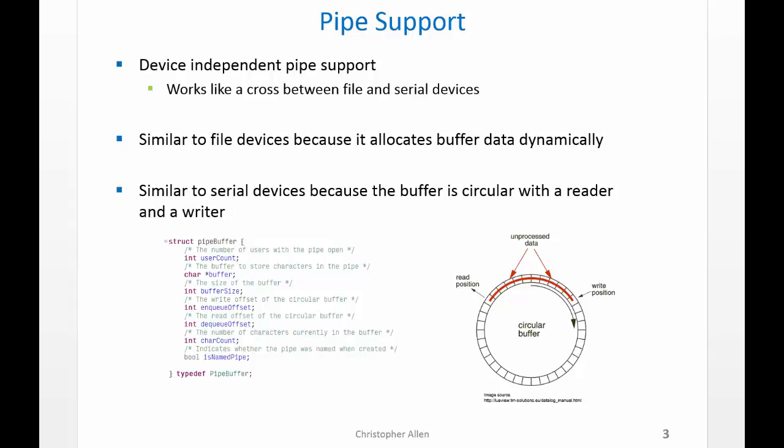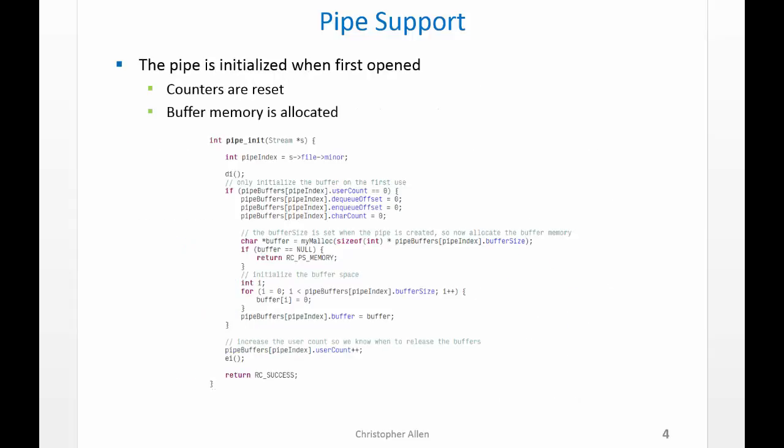Device-independent pipe support in my system works very much like a cross between a file device and a serial device. It's similar to a file device because it allocates buffer data dynamically. It's similar to serial devices because the buffer it allocates is circular with a reader and a writer. The pipe is initialized when it's first opened. That means the counters are reset and the buffer memory is allocated. And it's important to note that this only occurs the first time a user calls open. Subsequent calls to open do not reinitialize the buffer.